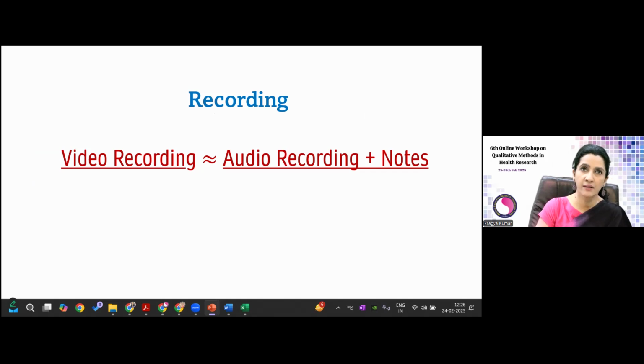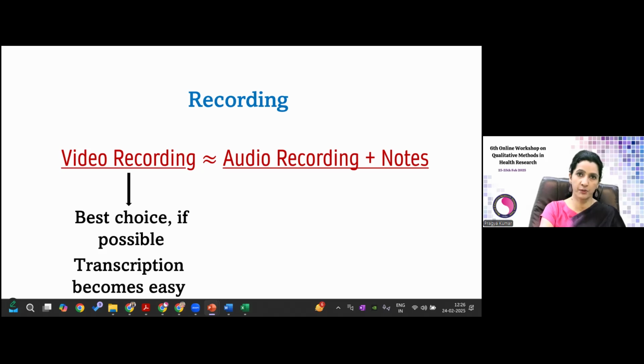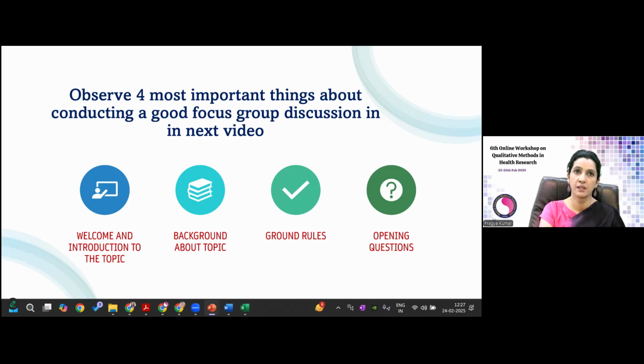So this is again video recording versus audio recording. If you are doing video recording, that is equivalent to audio recording plus notes, because you are seeing the non-verbal part also. It is the best choice, but because people have a problem even with audio recording, video they generally don't allow. And you need a large setup also for video recording. So this is one alternative.